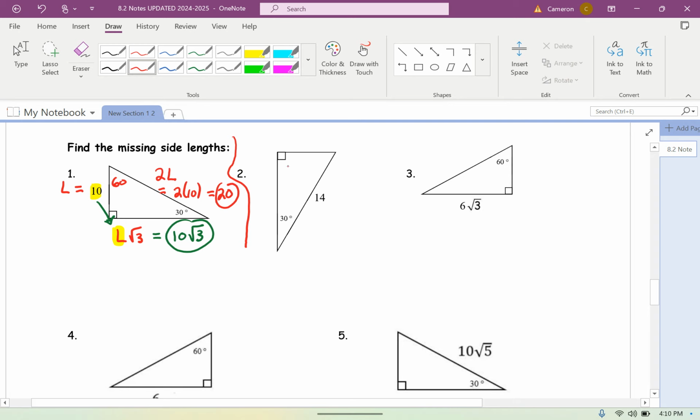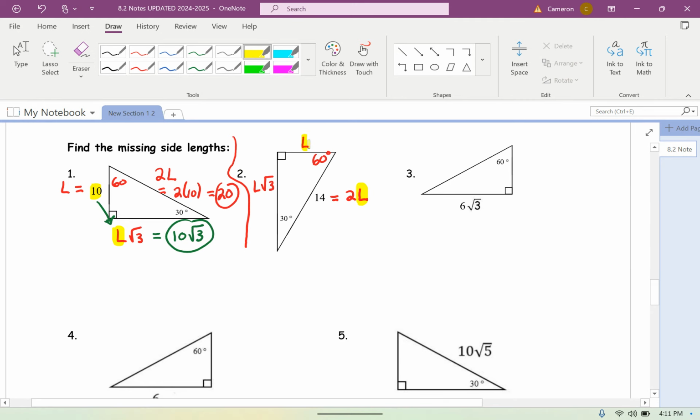In number 2, we have a 30 and a 90. In order to add up to 180, that missing angle has to be 60. Label, home base is across from 30, that's L. Across from 60 is L times rad 3. And in this one, they gave us the hypotenuse, which is 2 times L, 2 times the short side. Nice, easy equation to solve for L.